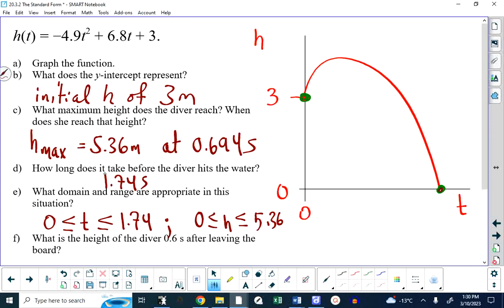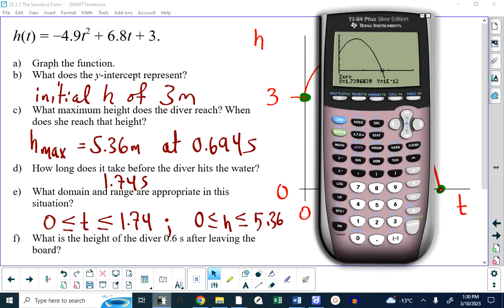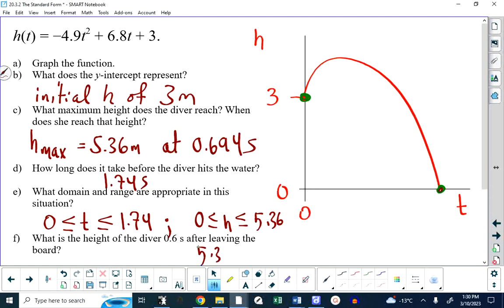Finally, what is the height of the diver 0.6 seconds after she leaves the board? Go Trace, 0.6, and read the y-coordinate. That's it. Or go to your table and enter 0.6 if you want to. I'm just going to go Trace 0.6: 5.316 meters. Any questions with that example?